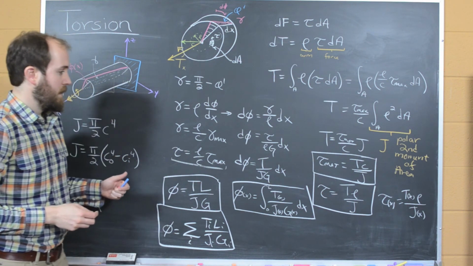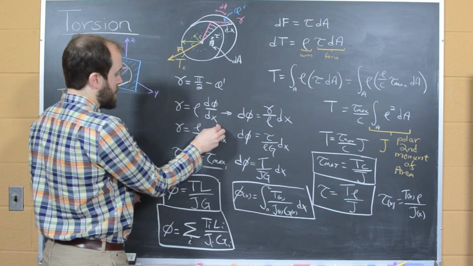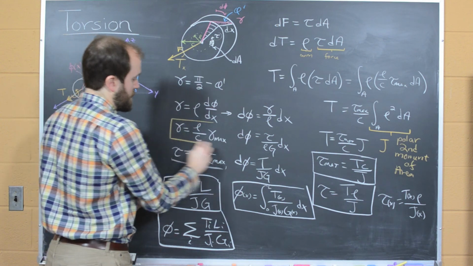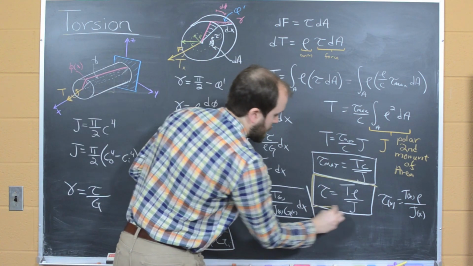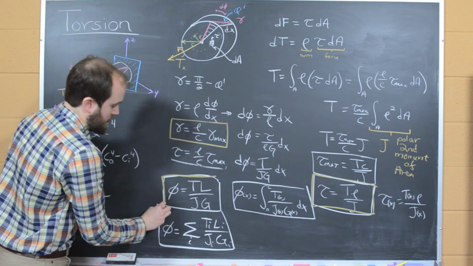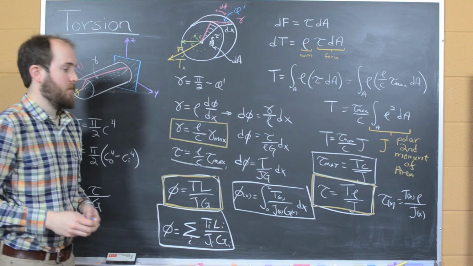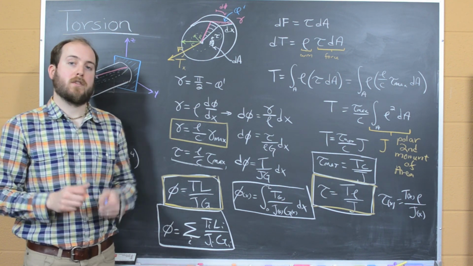And so now we've described our shear strain, our shear stress, and our angle of twist as we apply a torque or a twisting couple to a rod with a circular cross section.